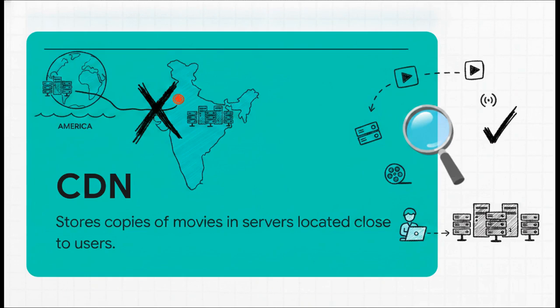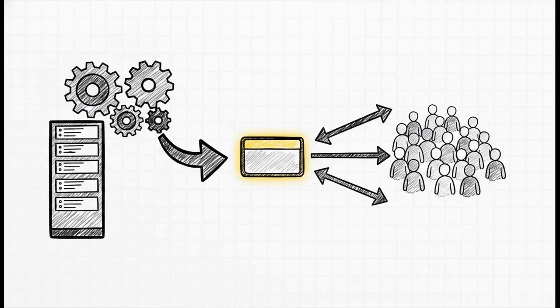So what's really interesting here is that instead of doing that, Netflix uses a CDN, a content delivery network. They store copies of their movies and shows in servers located physically close to the users. So when you press play, that movie isn't crossing an ocean, it's usually coming from a server sitting right in your own geographic backyard. That is the secret to why high-definition video starts almost instantly. Alongside CDNs, we have another incredible speed trick, caching.